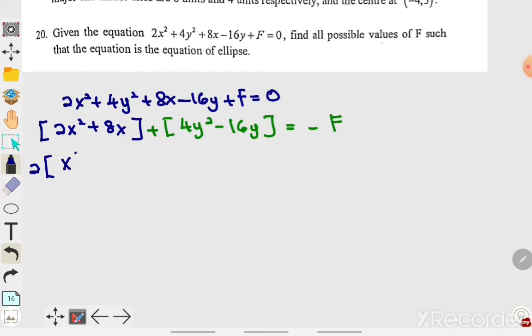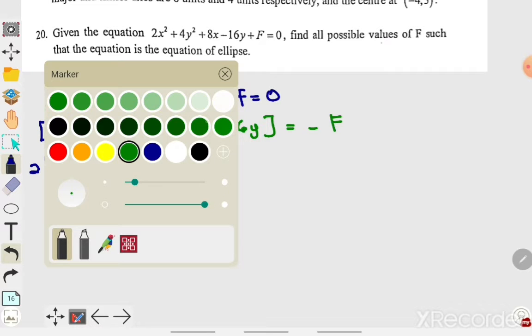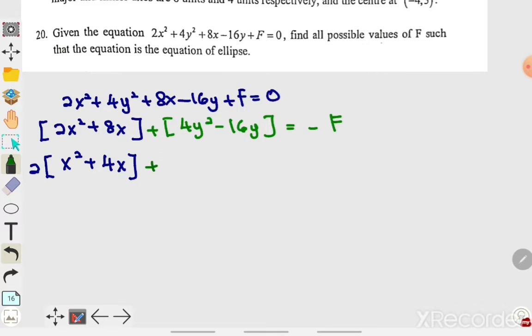So we have x squared plus 4x here, and we do the same way for the green color one. We have a 4 here and a 4 here, so you have to factorize out the 4 first. So we have 4 times y squared minus 4y, since 2 times 4 equals 16.